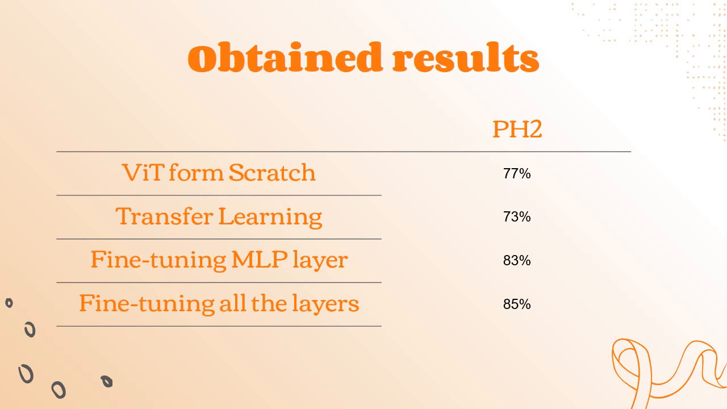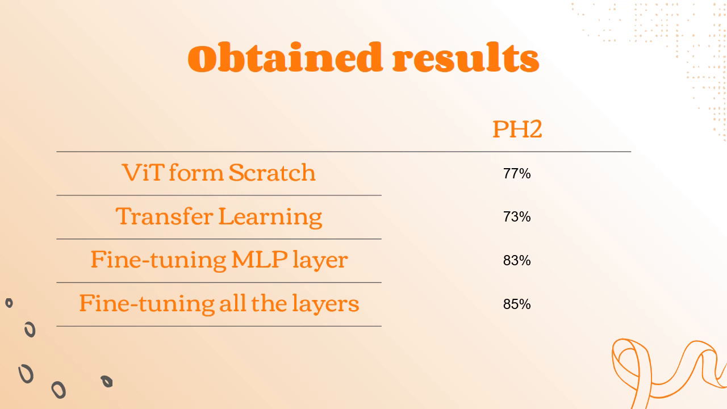Before talking about the obtained results, I want to mention that the pre-trained model has been limited to one epoch due to the dataset's enormity, of course. Because as we saw in the description of the ISIC 2020 dataset, it contains over 33,000 images. So those are the results. The results presented in this table showcase the performance of the models on the small dataset PH2.